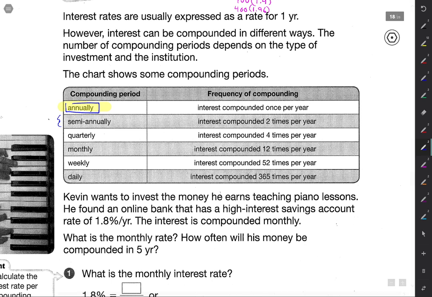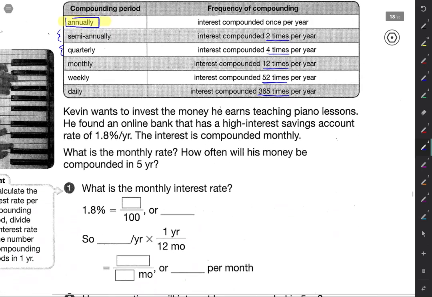If it says semi-annually, that means it's compounded twice per year. Like a semicircle, that's half a circle, so it takes 2 of them to make a full circle. If it's quarterly, a quarter is a fourth of a year, so that means it would be compounded 4 times in a year. If it's monthly, we'll think about how many months there would be in a year. That would be 12, so that would be compounded 12 times a year. Weekly would be 52 times a year because there's 52 weeks in a year, and then daily would be 365 times per year that the interest is collected or compounded.